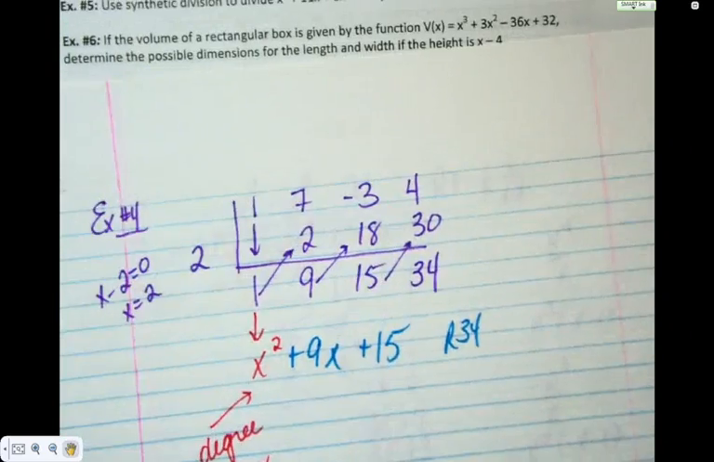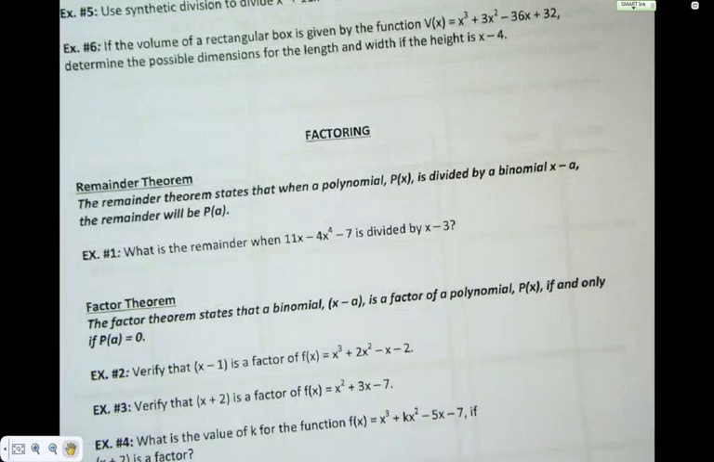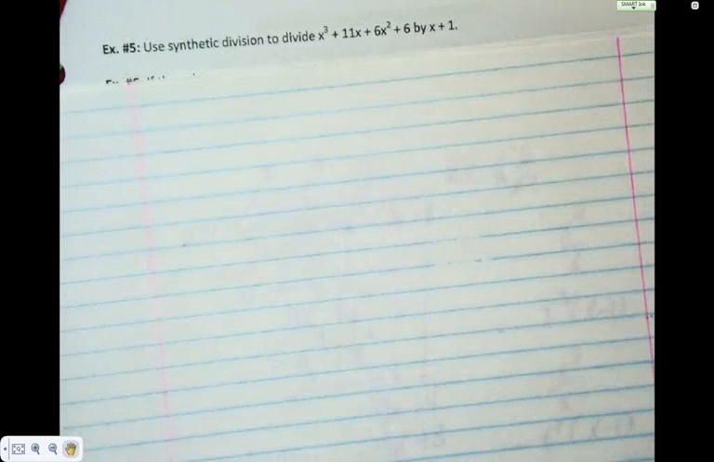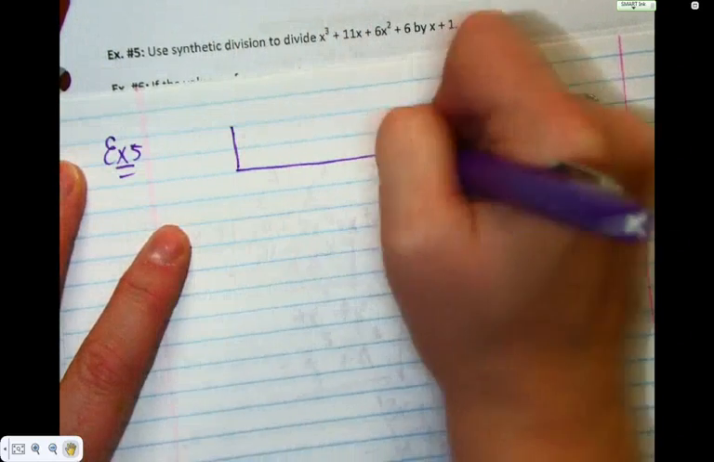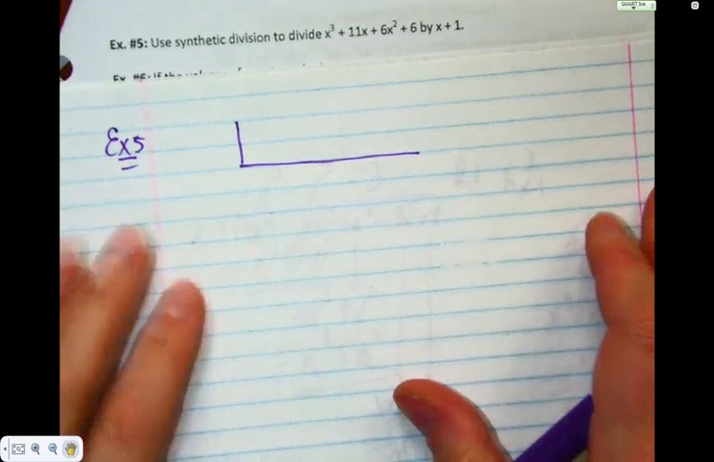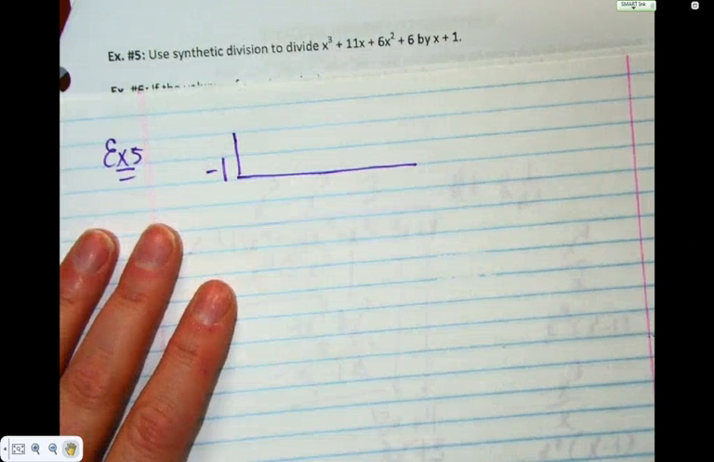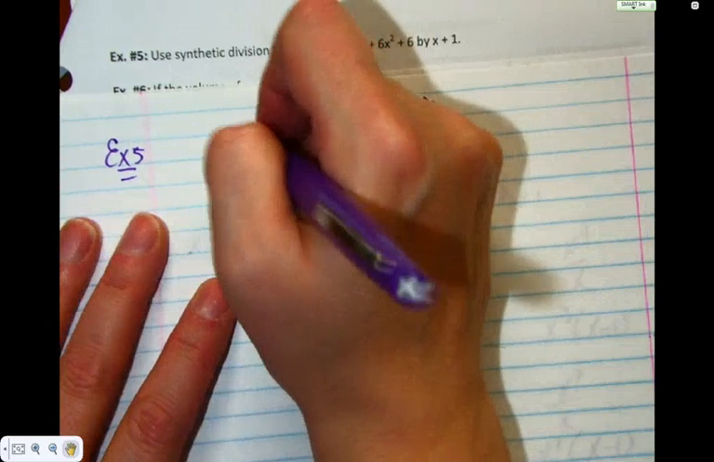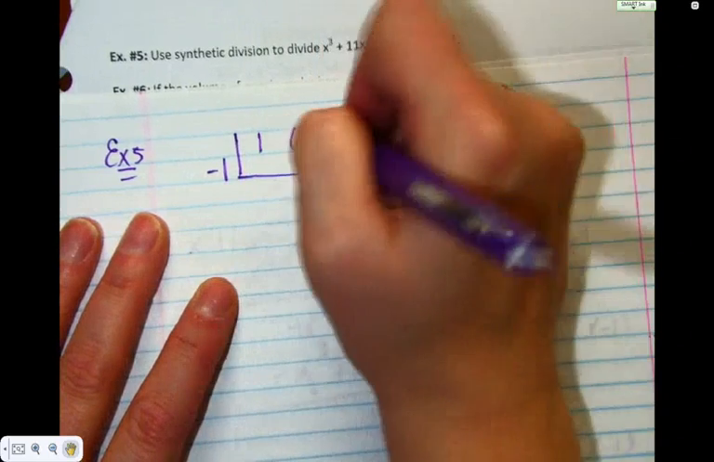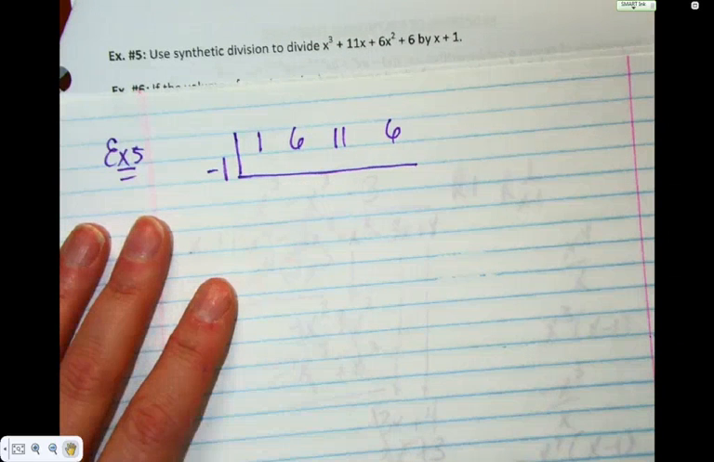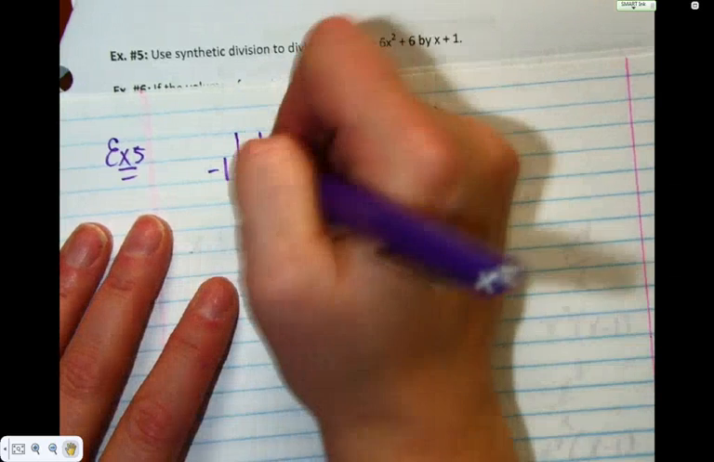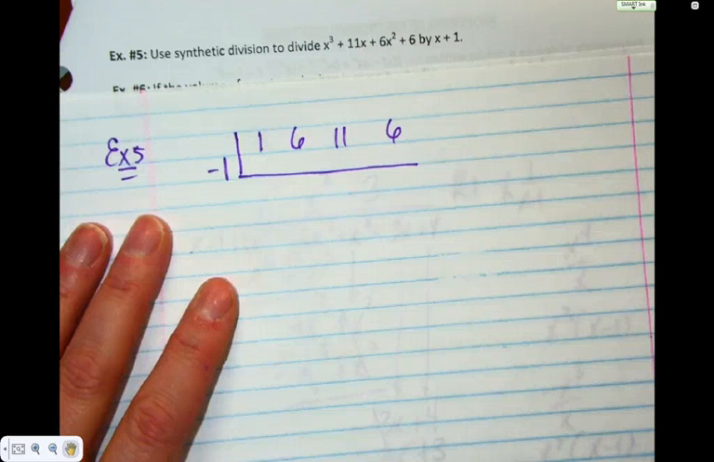Okay, number 5, use synthetic division to divide this polynomial. What would you like to put on the outside? What would you like to put on the inside? Why did the 6 and 11 switch spots? Okay, so watch the order of the exponents. So according to experience, do we have more questions like this? 50-50.